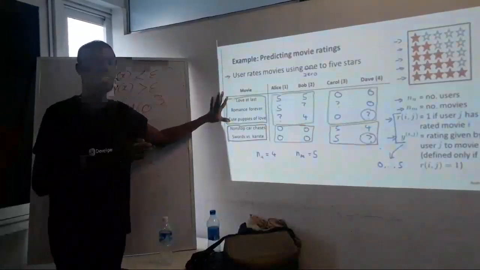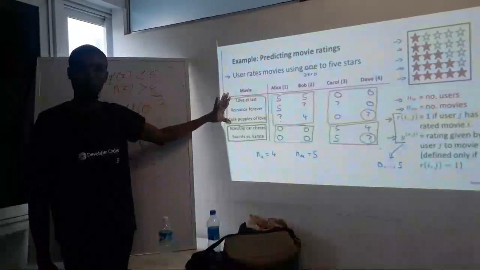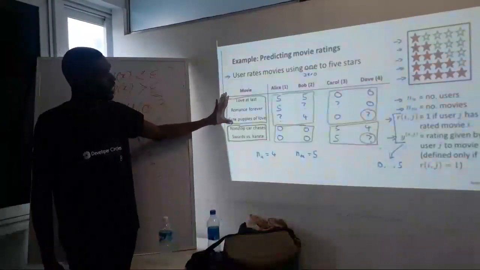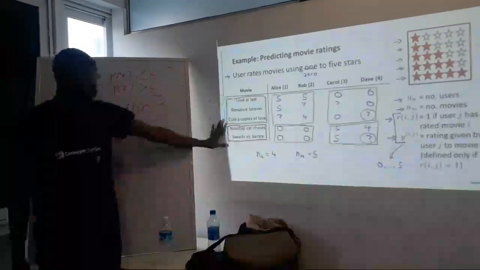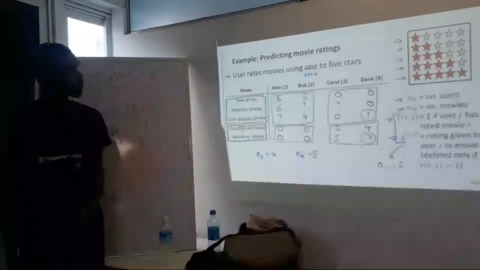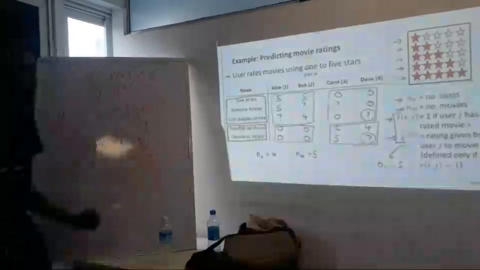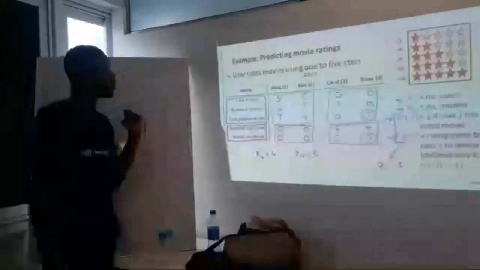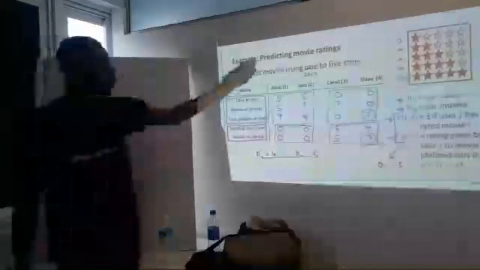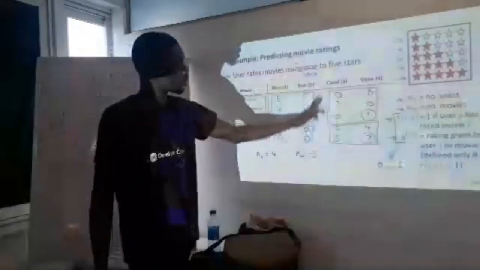All right. So from here we can tell that these movies here are romantic movies, right? From here, what can we tell? Let's say we have 4 viewers or 4 users. We have Alice, Bob, Carol, and Dave.